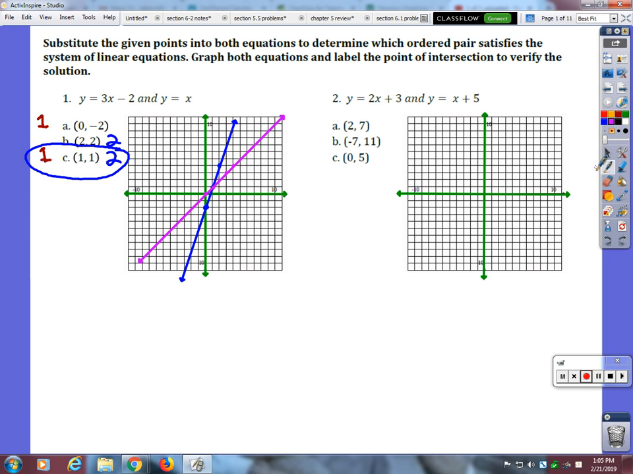And here's the big reveal, boys and girls, ladies and germs, cats and kittens. Where do those two lines cross? 1, 1, which we figured out algebraically is the point that works for both of them also.